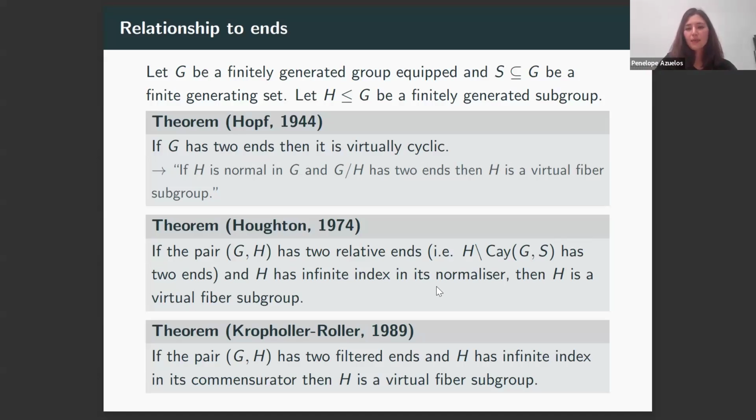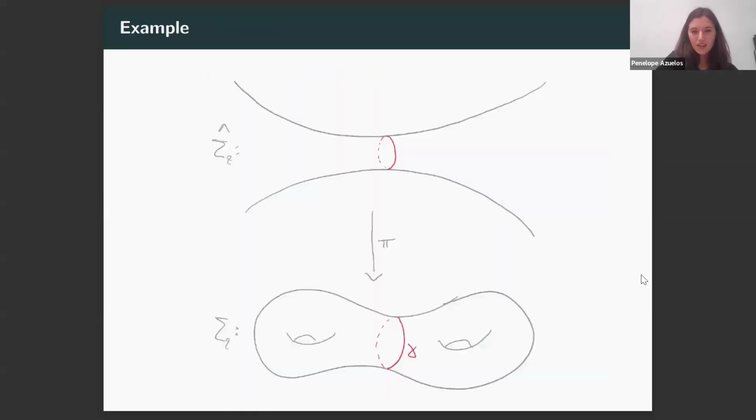And the example I like to think about to see that is the following one. So this will be an example to show that the infinite index in the normalizer is necessary. It also shows that this assumption is necessary, but I've not given you definitions, so we'll ignore it. So this is the example. My group is going to be the fundamental group of this genus 2 surface. And I'm looking at the subgroup generated by this curve gamma.